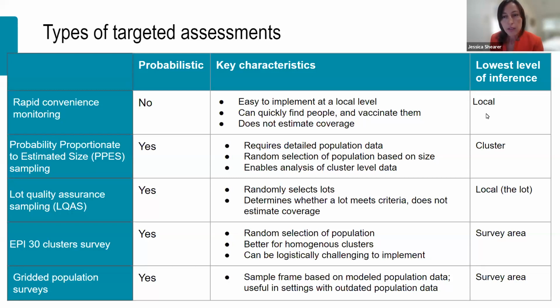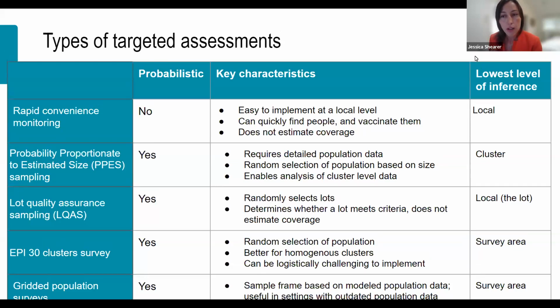And just to note that in this table, what we're trying to really, again, reinforce is the level at which you want to make any type of inference or want any type of information to make a decision on how to reach children with vaccines. And so that's how this table is organized, helping to think through, should it be a probabilistic design or not? And then thinking through at what level do you need information? Next slide, please.